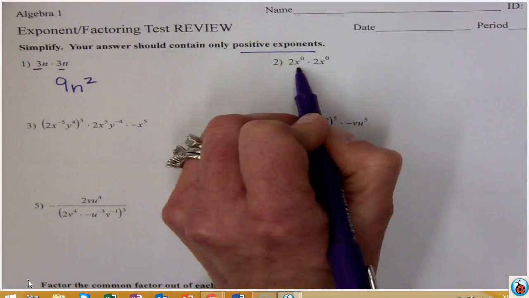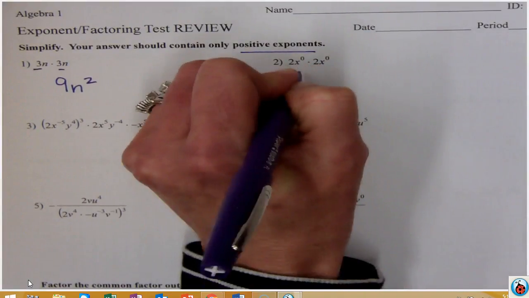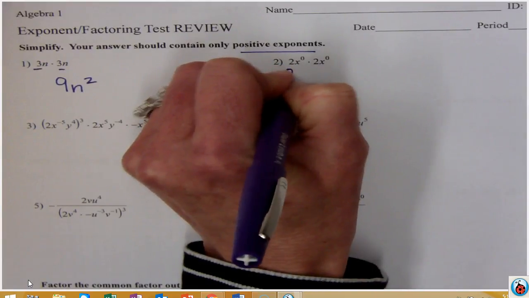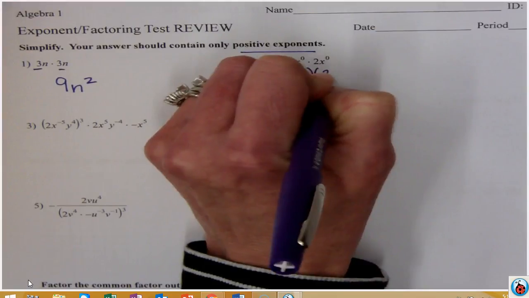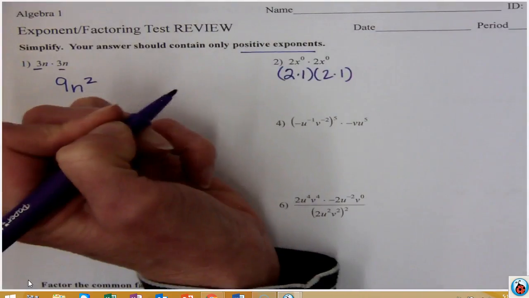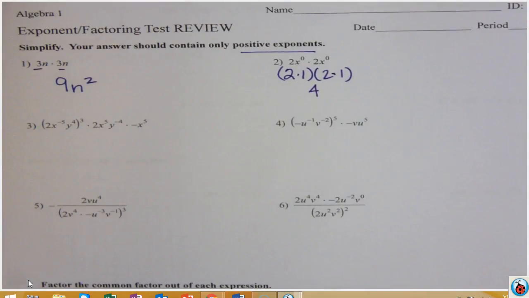Your laws of exponents, when your exponent is 0, that is always going to be 1. So this is the same as saying 2 times 1 times 2 times 1. So that would be the same as 4. Okay, hopefully that one was easy. Now we get into a few that are a little bit more difficult.